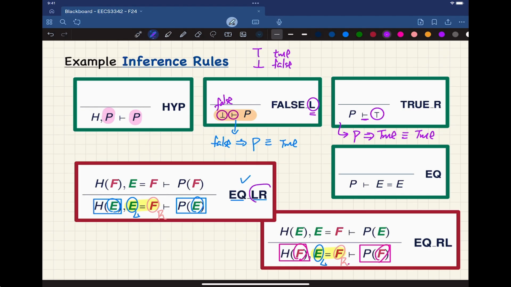So the way to understand this LR would be: replace every free occurrence of E by F. So replacing E by F, we say it's LR. Replacing F by E, we say it's RL. Just remember the order really is important.